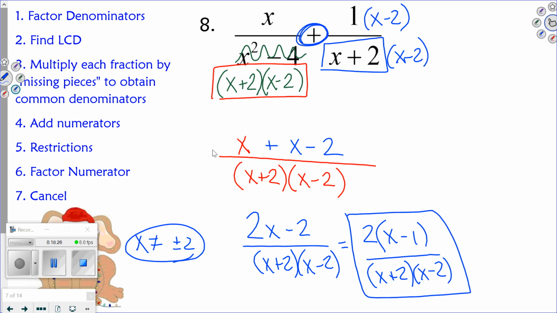Wait, from this step to this step? I just factored. I was at the factor my numerator step. There was a GCF sitting in here. I can divide them both by 2.